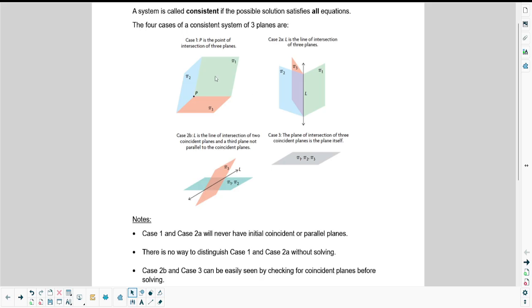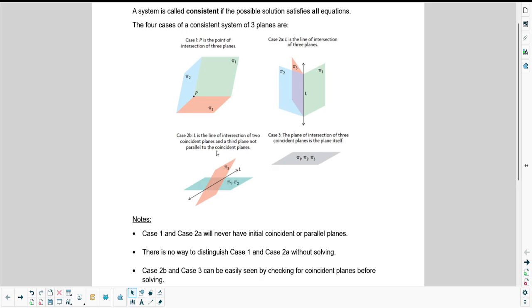Unfortunately, you cannot distinguish case 1 from 2a if you're solving. They will look like three non-coincident, non-parallel planes, and you'll solve them. It's just that if you do get to 2a, I'll say in a second what's really going to happen, but you'll notice something if you try and solve 2a.